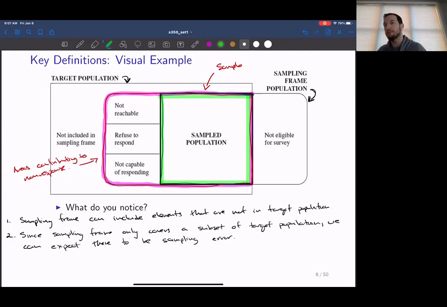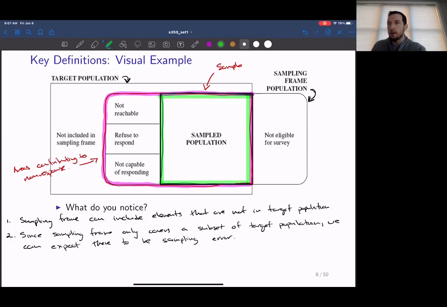So from the sampling frame, we might in other studies end up with the portion inside the highlighted green box, the sampled population, and that makes up all of the frame that aligns with the target population. So that would be a very good situation where we contact everyone in the frame and we are able to get useful information. That would be ideal.